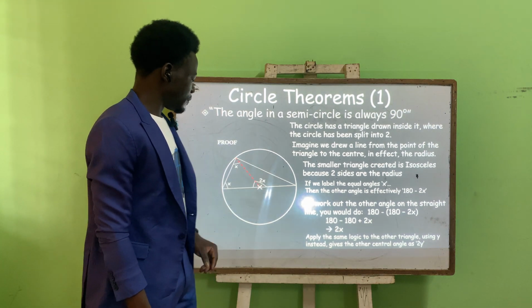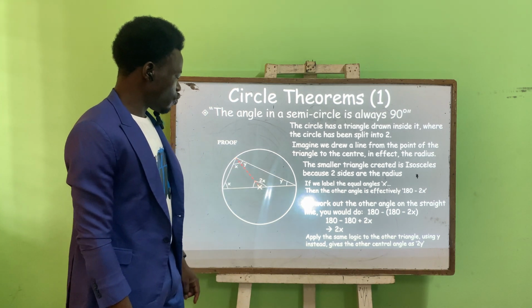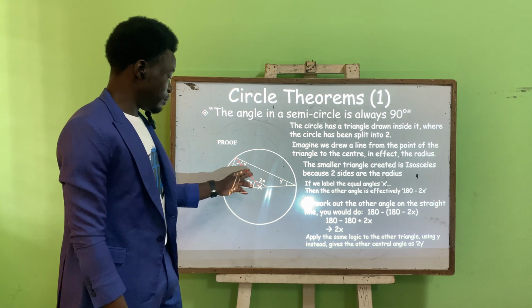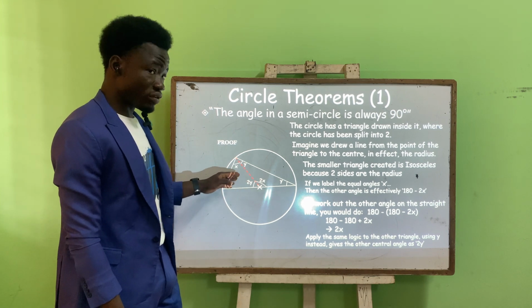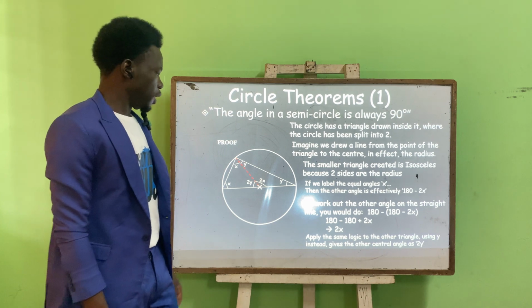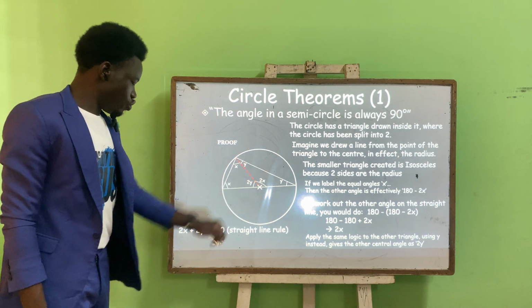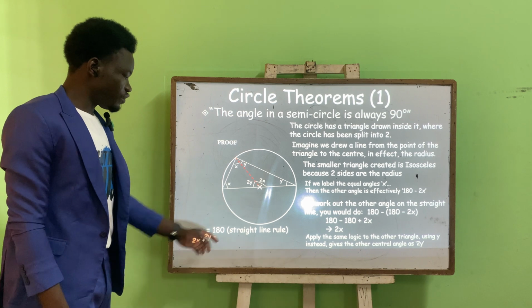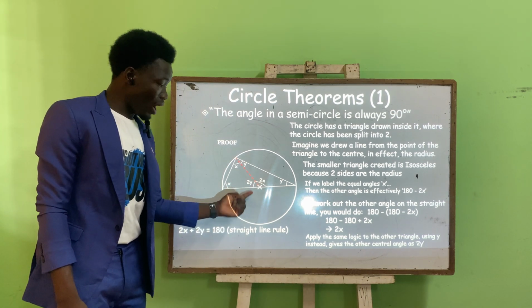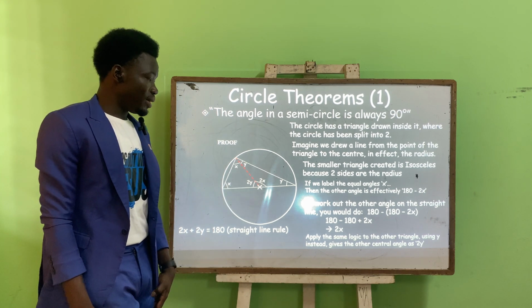This angle is y, and here is also y. Same theorem, same principle. Here also gives you 2y. Okay? Let's keep going. So 2x plus 2y gives you 180 degrees, angles on a straight line. When I sum these two, it gives 180 degrees because we are on a straight line.